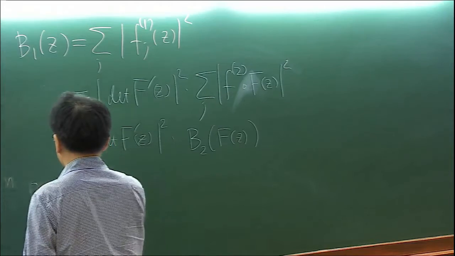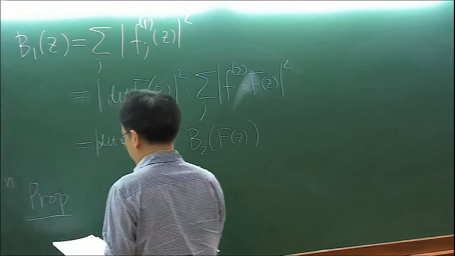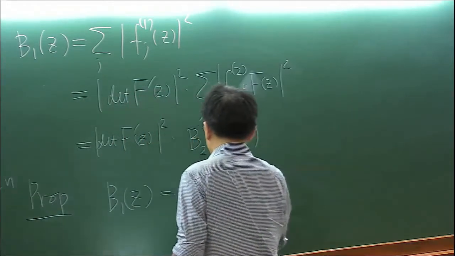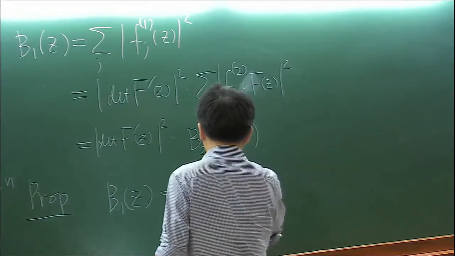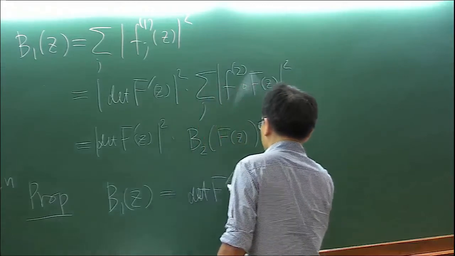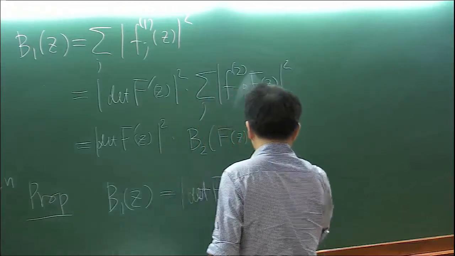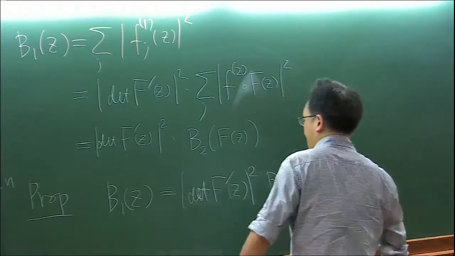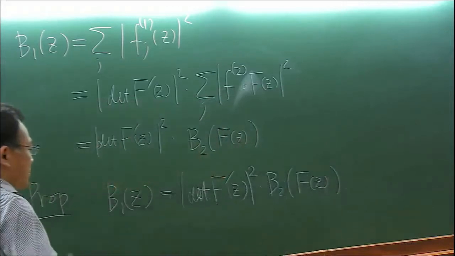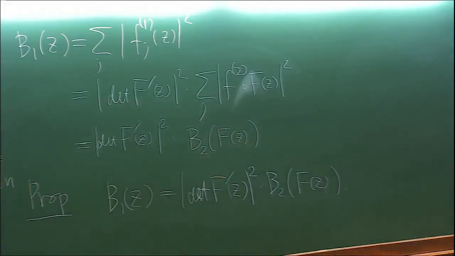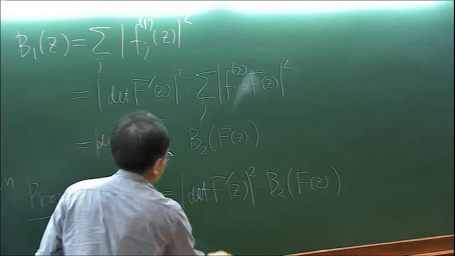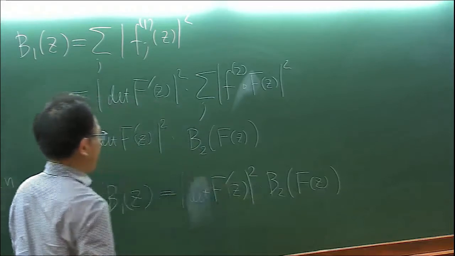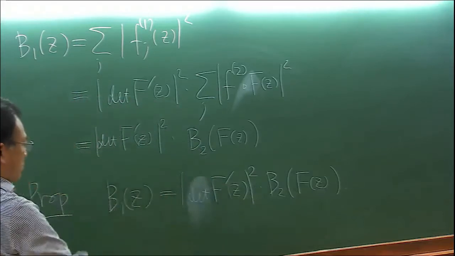So let me write this as a proposition. B1(z) equals |determinant F prime(z)| squared times B2(F(z)). So pulling back doesn't preserve the kernel function, but by scaling with the holomorphic Jacobian, it transforms nicely.